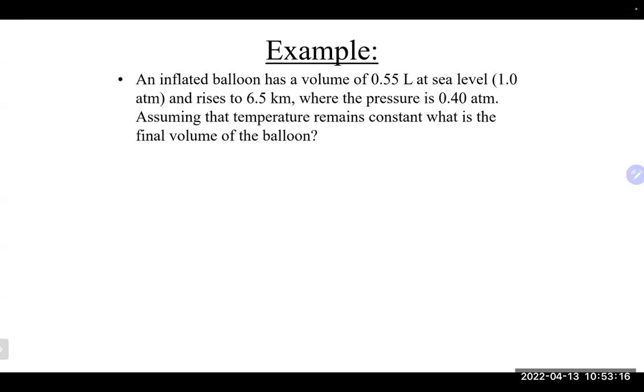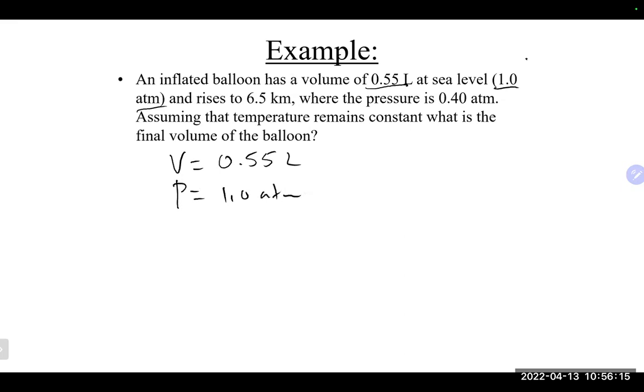So take a minute or two, see what you come up with. Let's take a look at this. When you're dealing with gas problems and gas laws, it's a good idea to pull out the information from the problem and label what everything is. That will help you pick the right gas law. Obviously, we're going to do Boyle's Law here since it's the only one we've talked about so far, but we have 0.55 liters, which is a volume. At sea level, which is 1 atmosphere, that is a pressure.